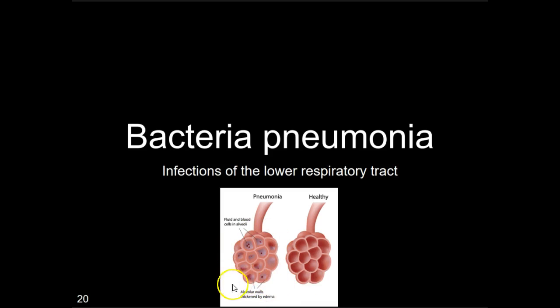In pneumonia, these alveolar walls are thickened by edema, which is swelling and fluid buildup. And in fact, here you can see there's fluid and blood cells in the alveoli. There should not be any blood cells in the alveoli, but in really bad cases of pneumonia, you will see blood there.